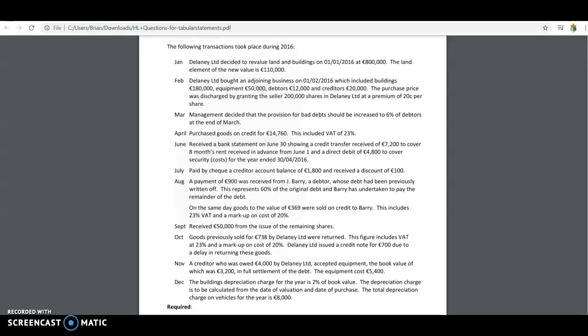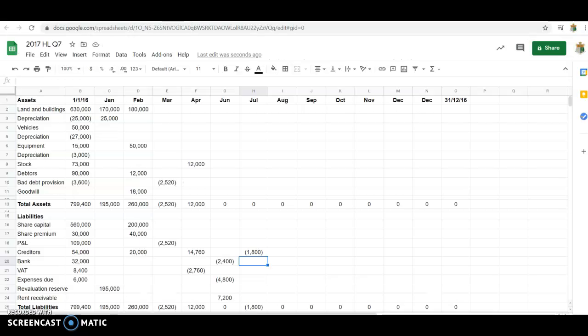I received a discount of 100. So I only actually had to pay €1,700 to get that balance written off. So that's €1,700 coming out of my bank. And just remember, it's an overdraft, so money coming out, you add it on.